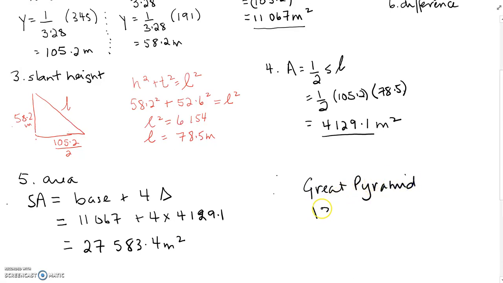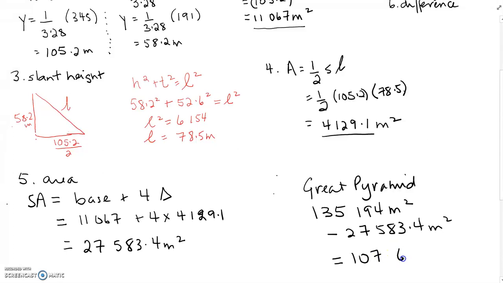The area of the Great Pyramid was much larger. The area was 135,194 meters squared, and so we're going to subtract 27,583.4 meters squared, and that difference is equal to 107,610 meters squared.